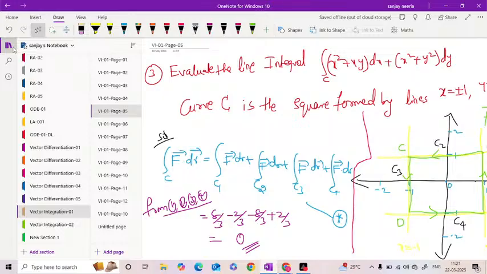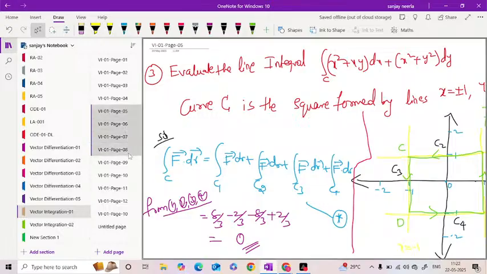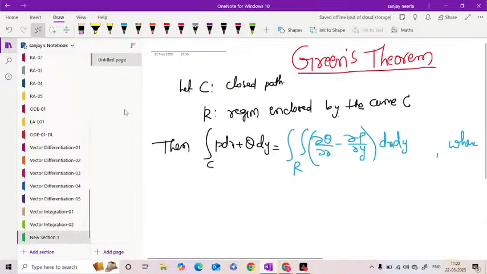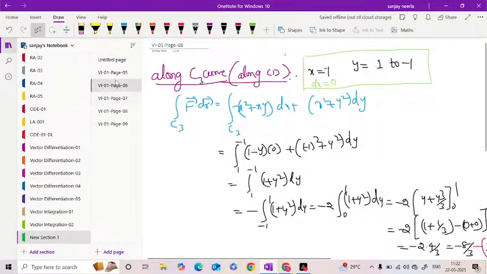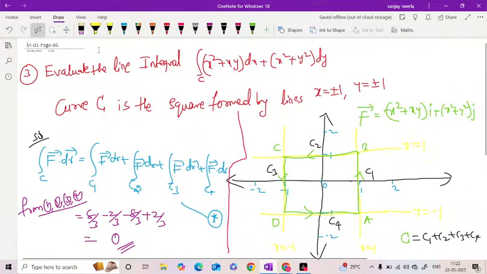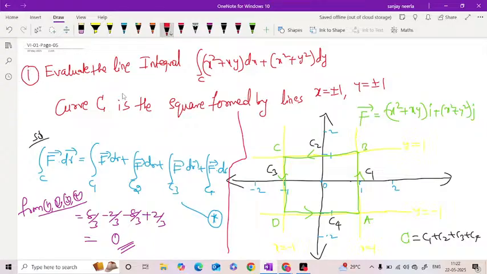So now the same problem we will solve by using the second method. Now it is question number 1. So just evaluate this line integral. Okay, now this is the first method. Already we know method number 1.